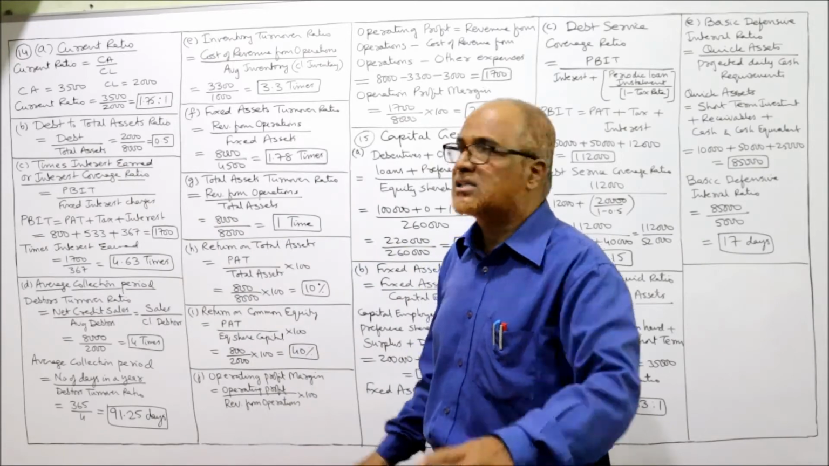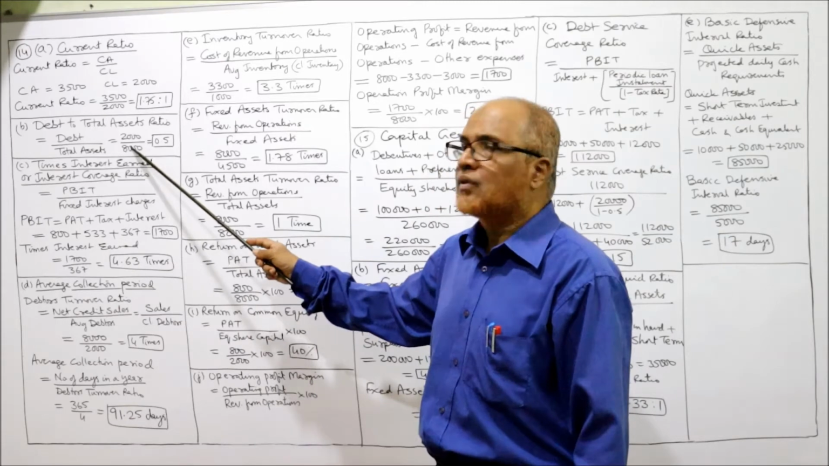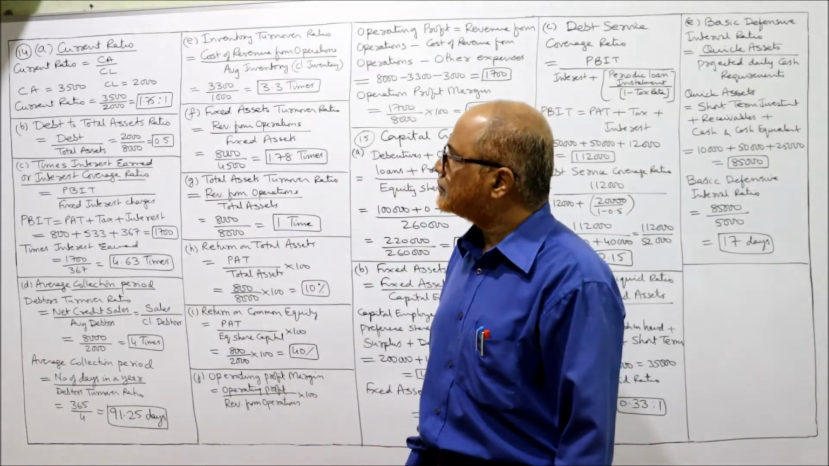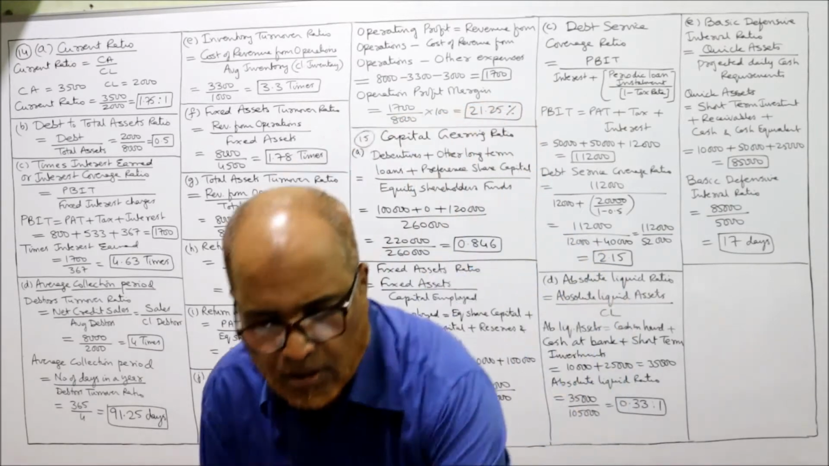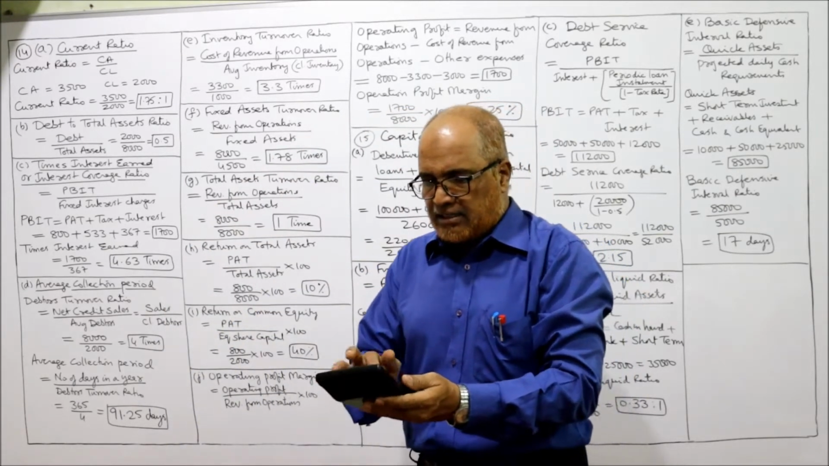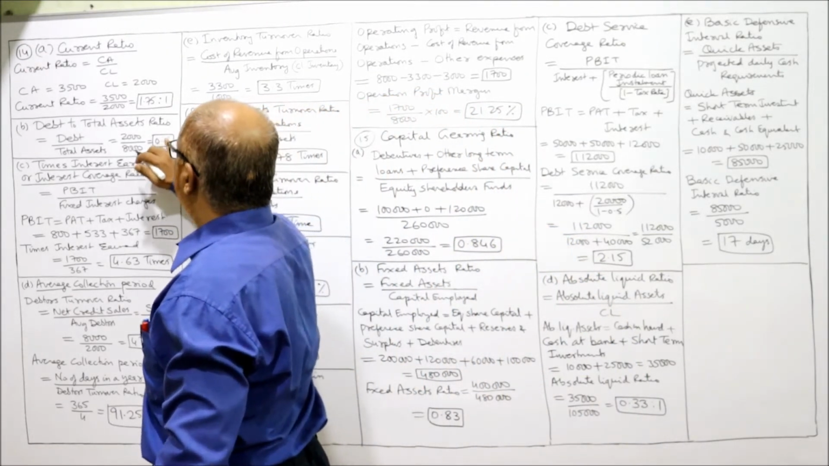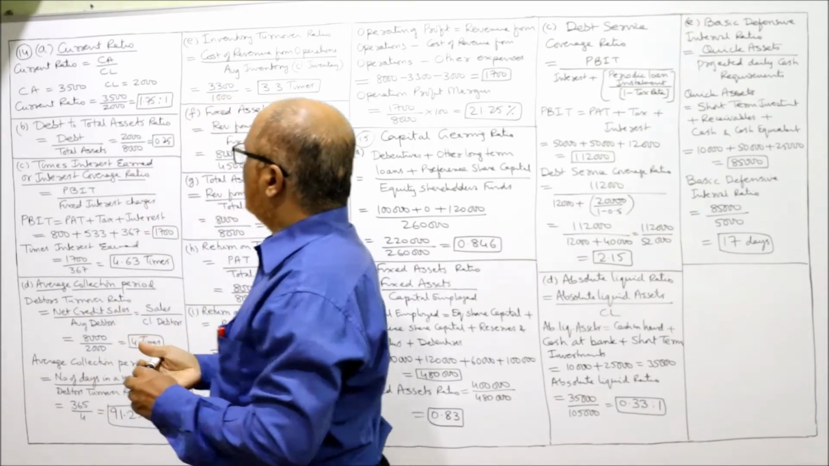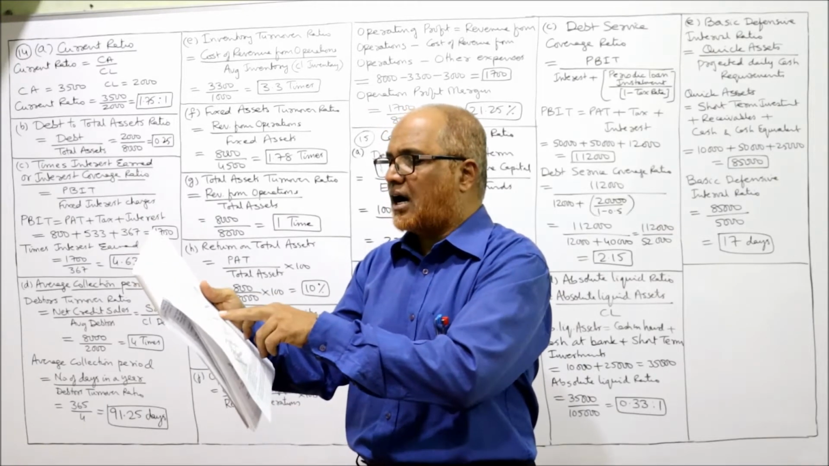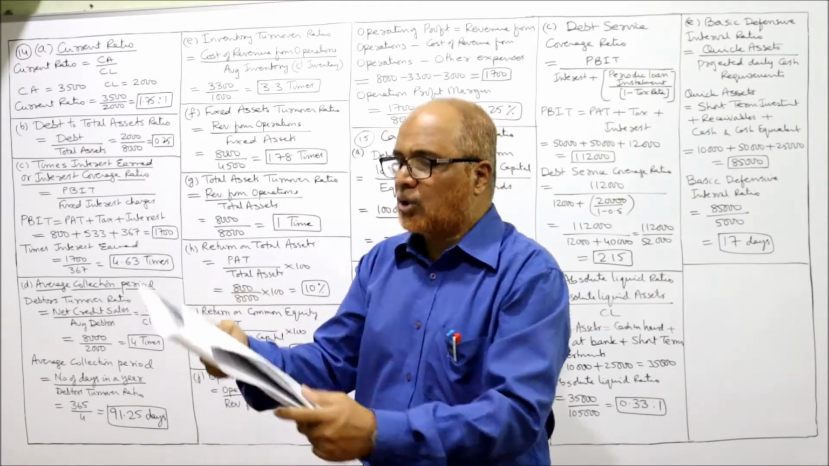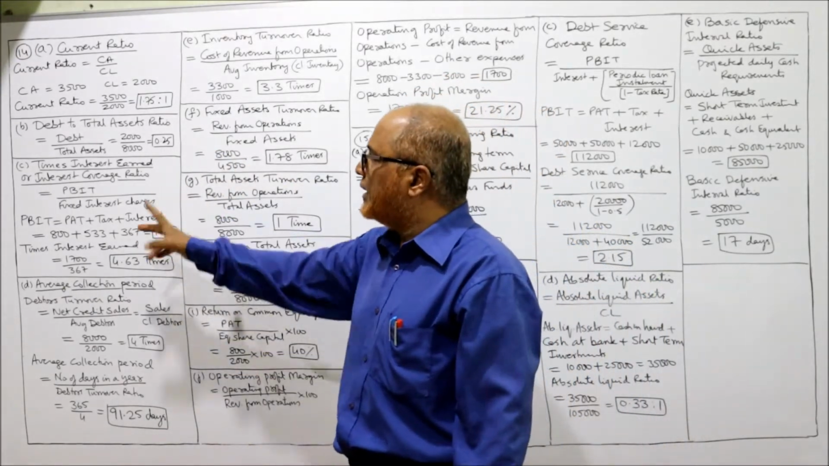Debt, long-term debt, is given in the balance sheet as 2000, and total of the assets is given in the balance sheet as 8000. So 2000 divided by 8000, it is 2 divided by 8, which is equal to 0.25, not 0.5, it is 0.25. Debt is 2000, long-term debt, and total assets are 8000. So 2000 by 8000 is 0.25. That's all.